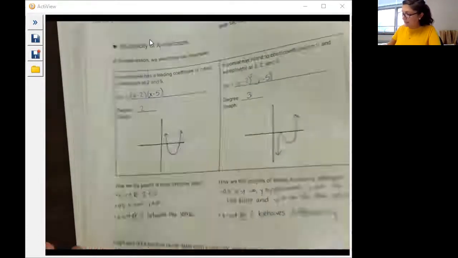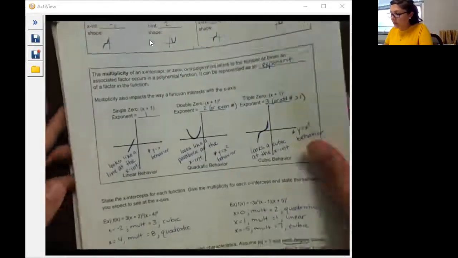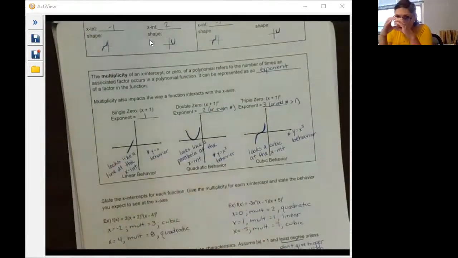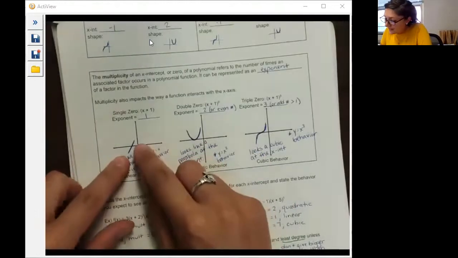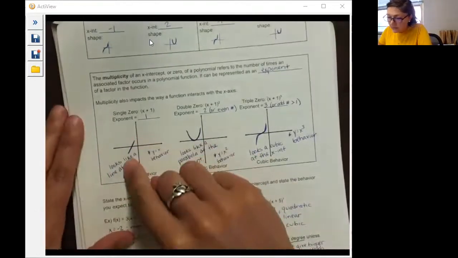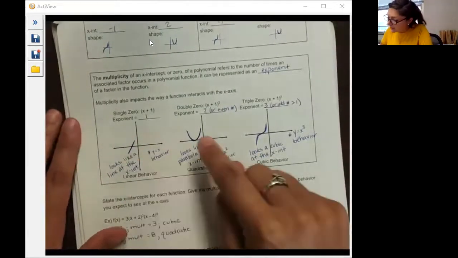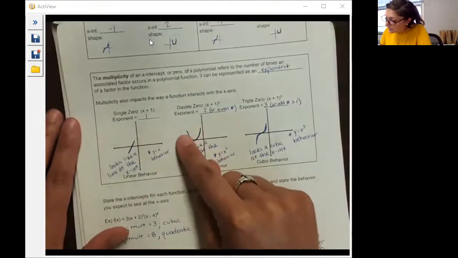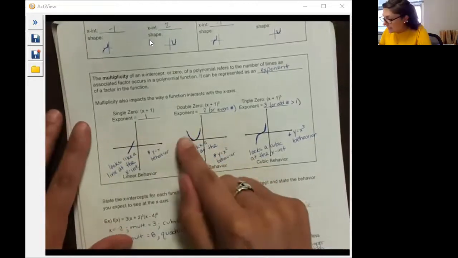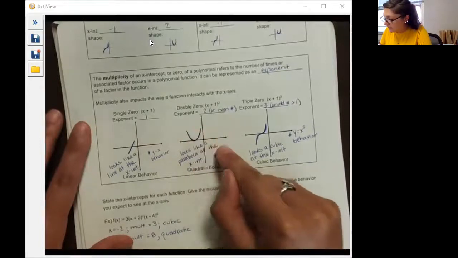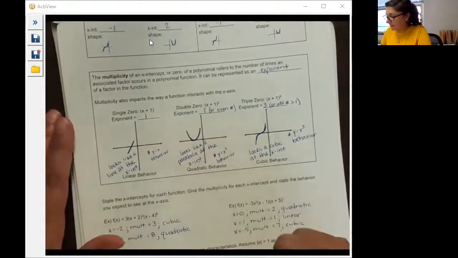So when we talk about these different behaviors, that's what we're talking about. What does it look like if I narrow my focus just to that x-intercept? So linear behavior, it looks like a line right at the x-intercept. Quadratic behavior, it looks like a parabola right at the x-intercept. And it could be a parabola above, it could be a parabola below. Either of those is fine.